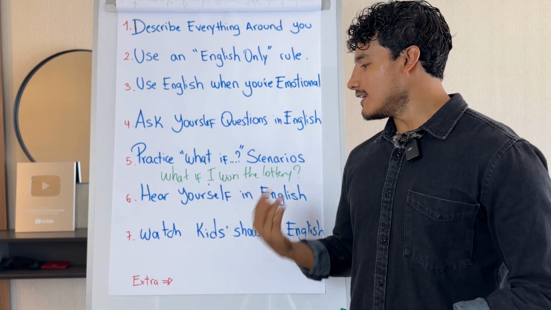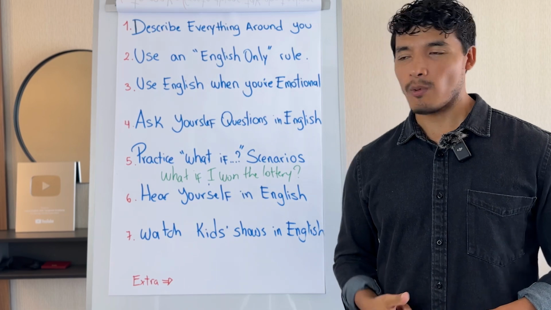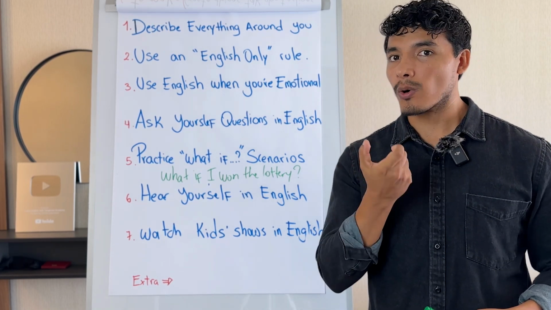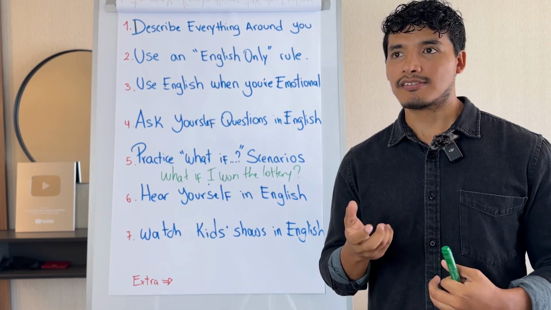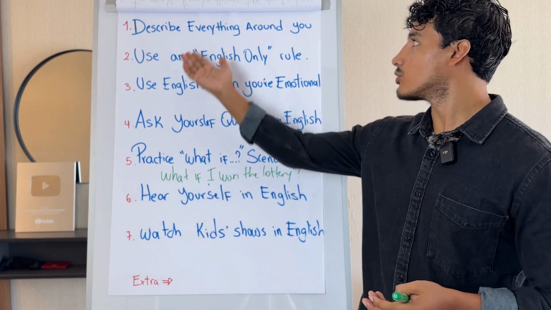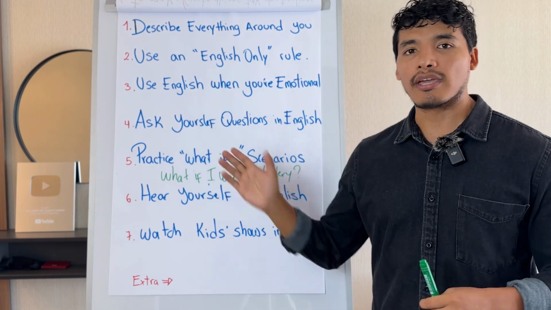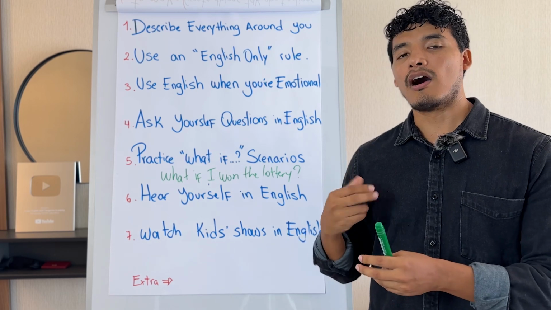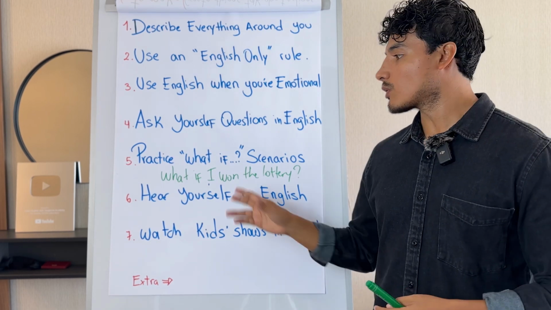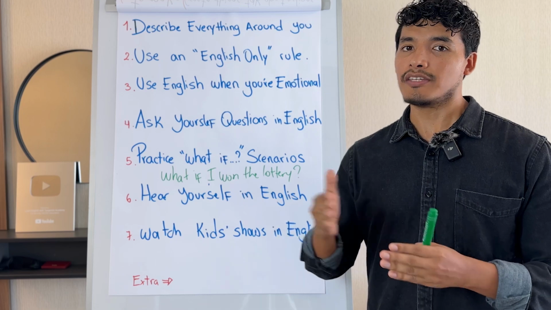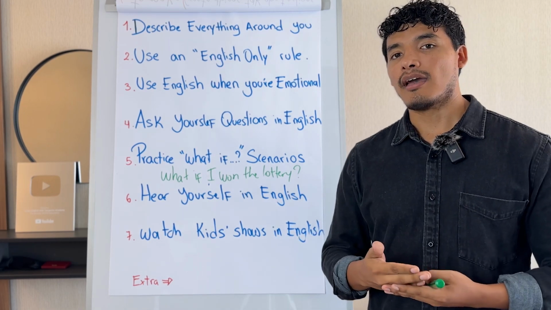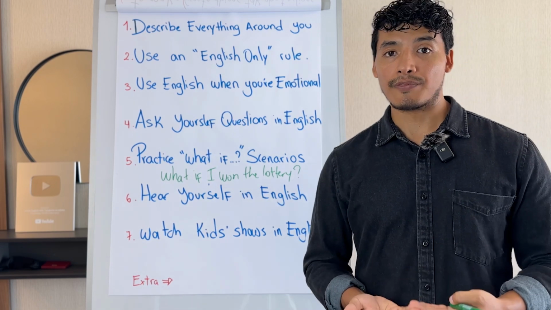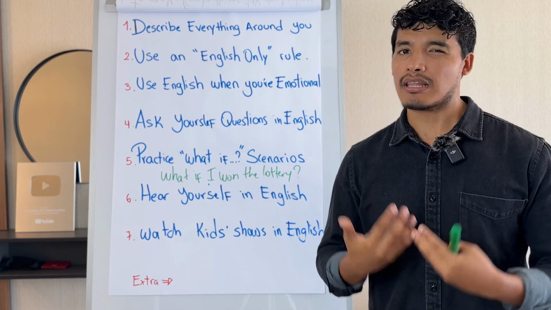Number 6, hear yourself in English. What is hear yourself in English? Well, basically, first record your voice in English, saying whatever you want, questions, describing things, cooking, everything, and then hear it. Listen to the recording of your voice. And you can record many audios, so you can listen one day, the next day, and in 1 month, in 6 months, to see how you have improved. That will help you a lot, okay?